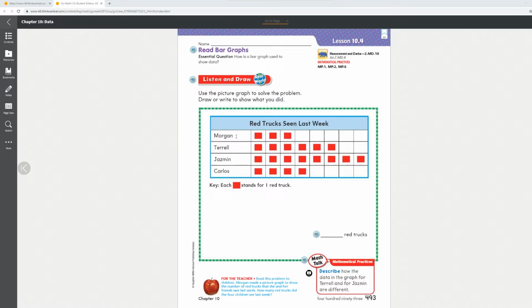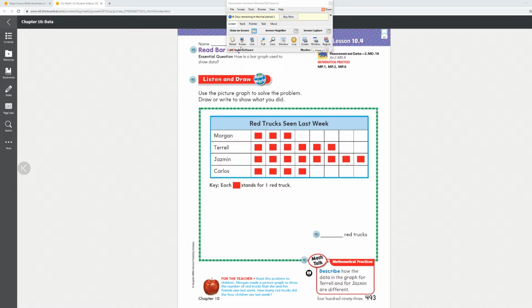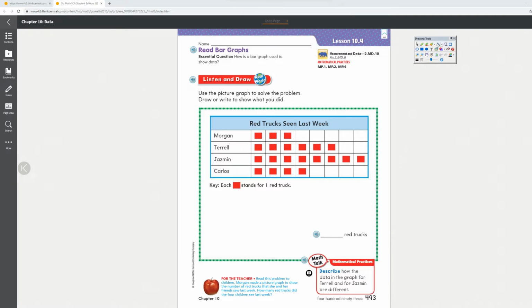So we see here Morgan, Terrell, Jasmine, and Carlos. And in the key section, we see that each picture of a box, the red box, stands for one red truck. So each box is the same as one red truck for this picture graph. So here we can see that Morgan has 3 boxes, which means Morgan saw 3 red trucks. So I'm going to go ahead and write down that total.